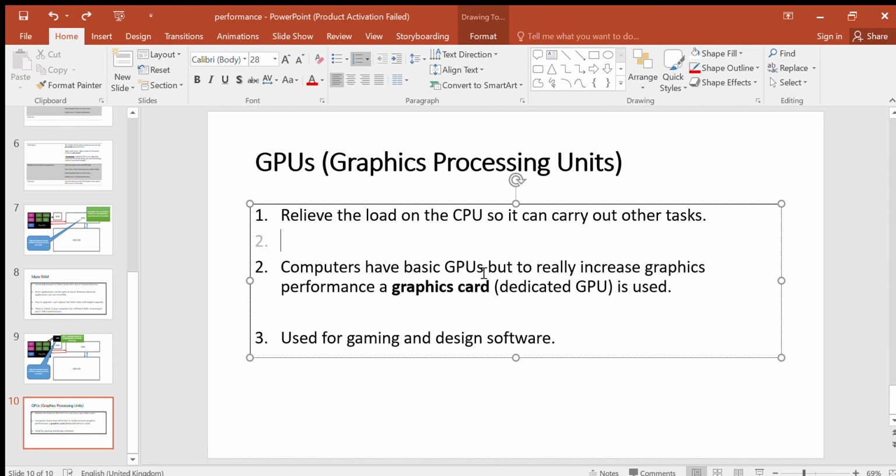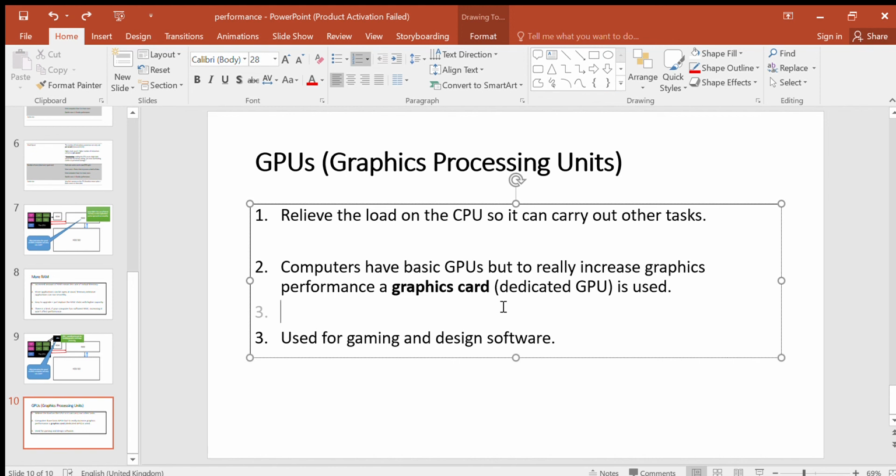Now, most computers have got basic graphics processing units in, but if you really want to increase your graphics, so say you were using your computer for gaming, or you were an architect and you were using design software to design buildings, then really you want to put a graphics card in, which is a dedicated graphics processing unit.